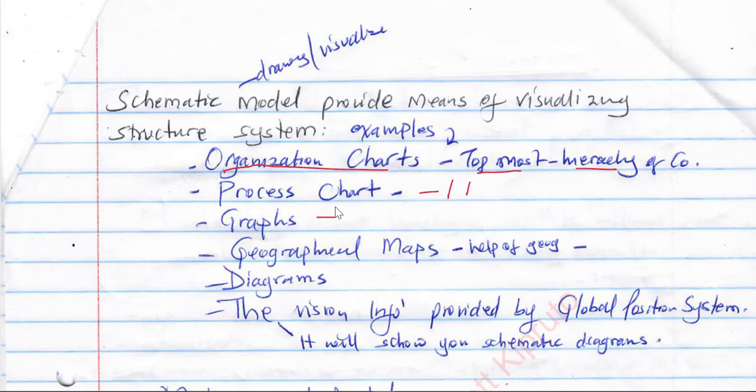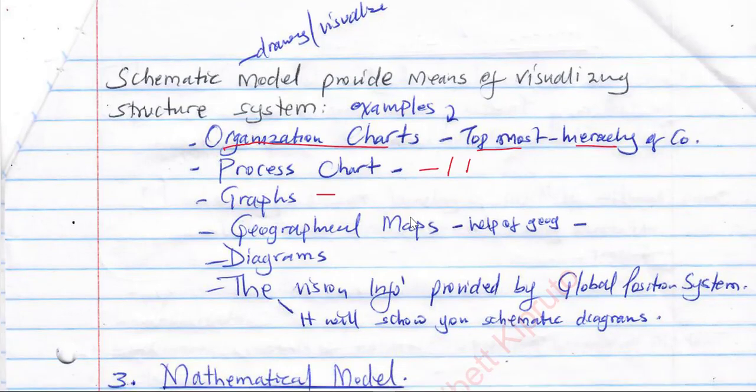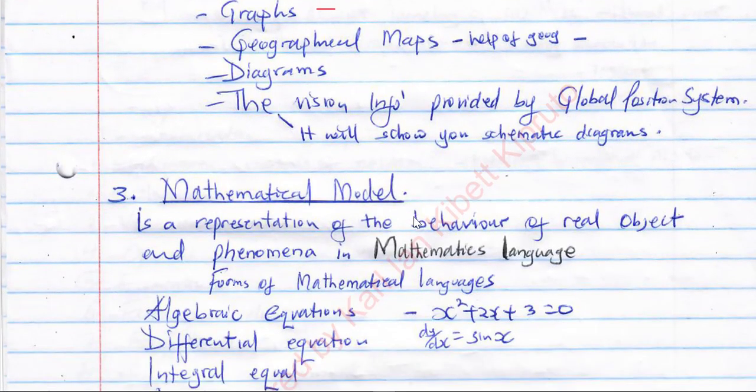Then a graph, the graphs, the geographical maps, the diagram. The vision information provided by the GPS, or GPRS, we are talking about the vision information provided by the GPS, that is Global Positioning System. It will show you a schematic diagram. When you do some Google mapping, you'll see that they show you diagrams of how the place looks.